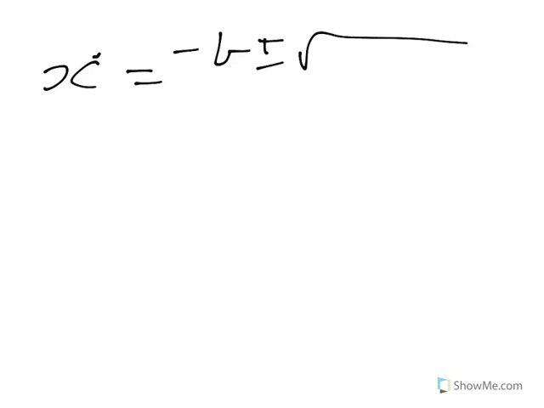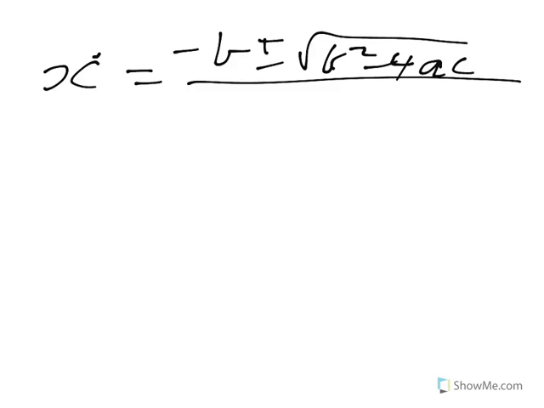Alright, the last thing is to find our x-intercepts, and our x-intercepts occur if we use the quadratic formula. It's negative b plus or minus square root of b squared minus 4ac. It's a bit messy, trying to write with my finger.